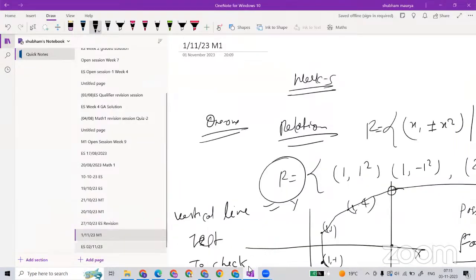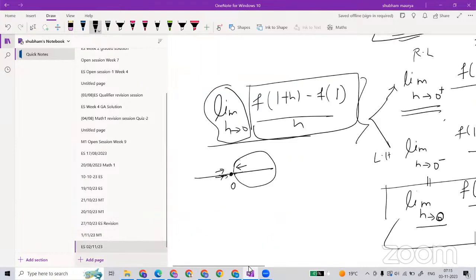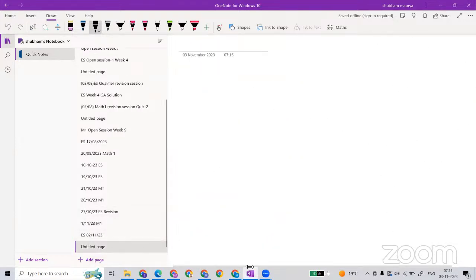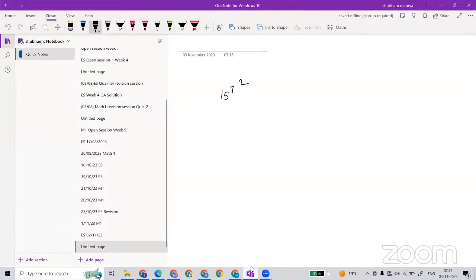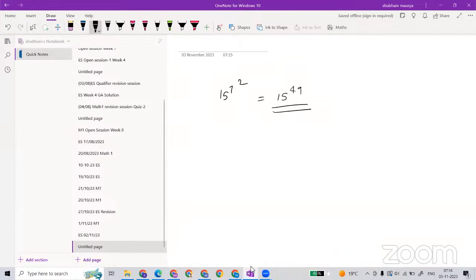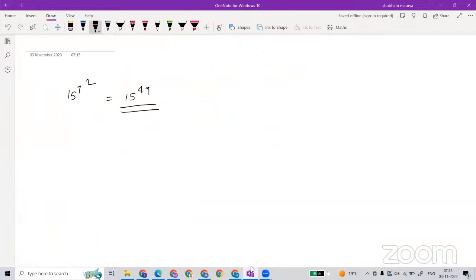I thought of splitting into 10 and 5, so 10 power 7x and 5 power 7x, like that, but then I wanted clarity. Sorry, 10 power 49 will have 50 digits, but 5 power 49, I don't know how many digits there are. So I thought of splitting the bases as 10 into 5, but that is not right.